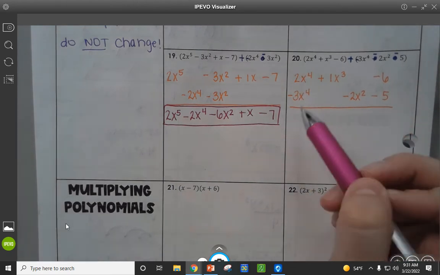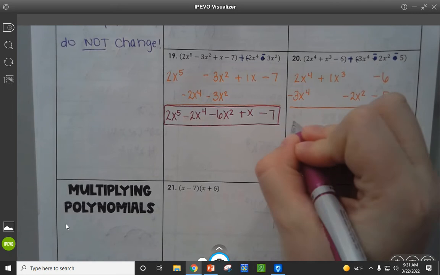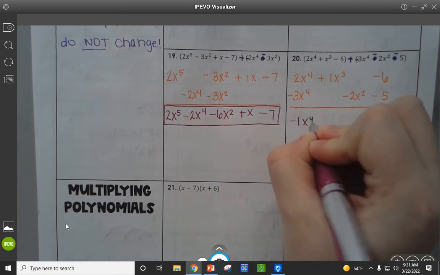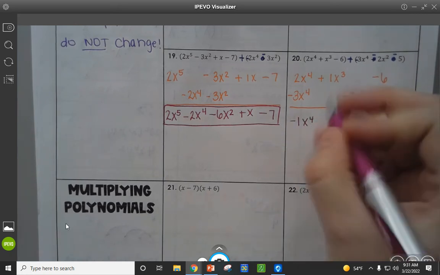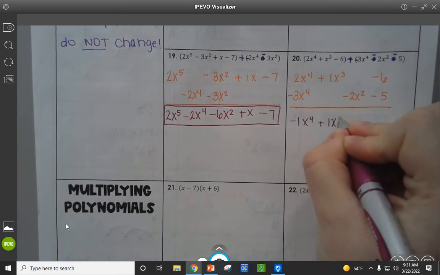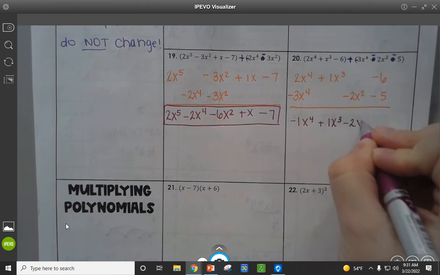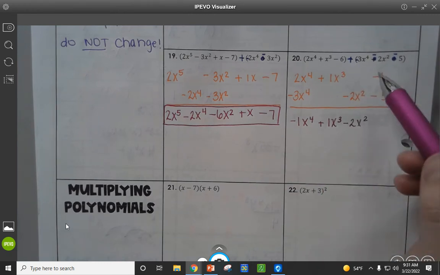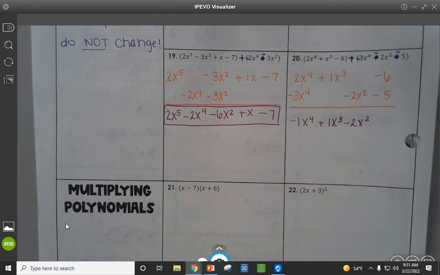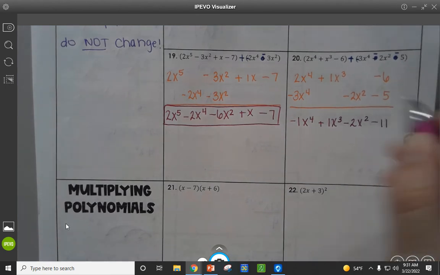What's 2 plus negative 3? Negative 1. X to the 4th. Bring down your 1x cubed. Bring down your minus 2x squared. And then negative 6 and negative 5 is what? Negative 11.